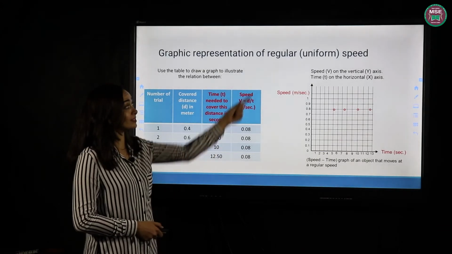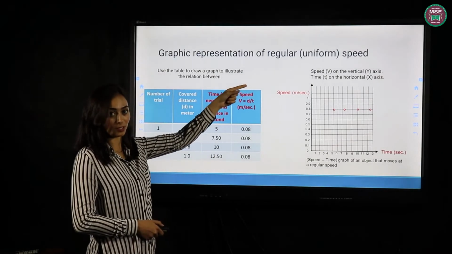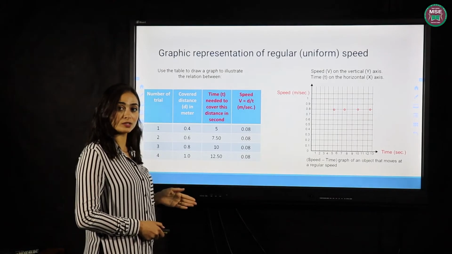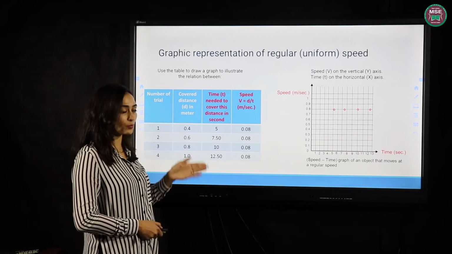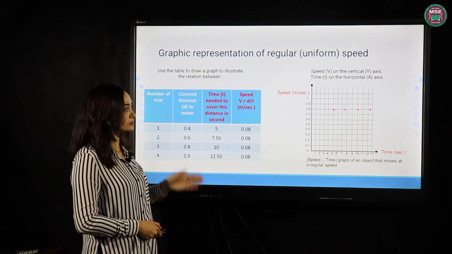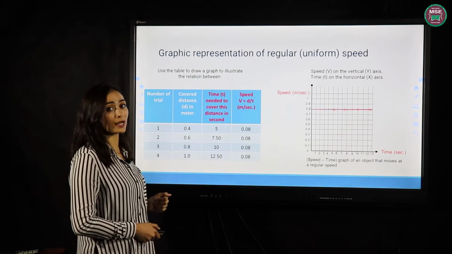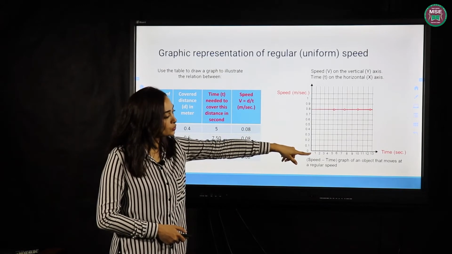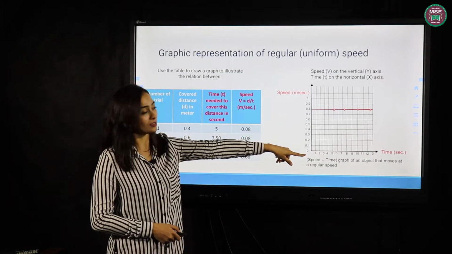Why? Because it's a uniform speed. Remember? In uniform speed, the body covers equal distances in equal periods of time. So V1 equals V2 equals V3 and so on. Here, the graph is represented by a straight line parallel to the time axis.